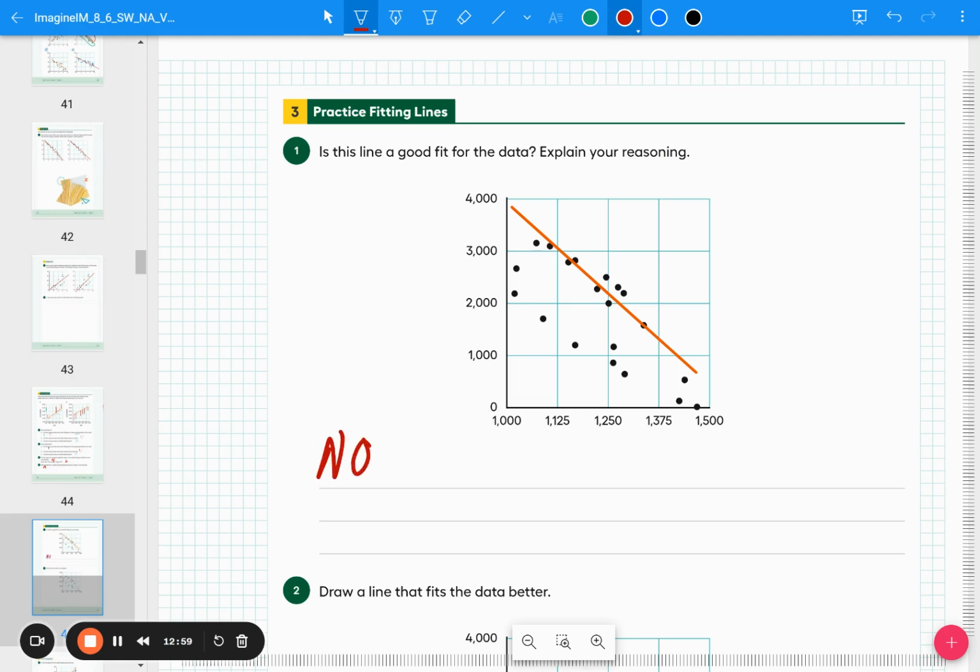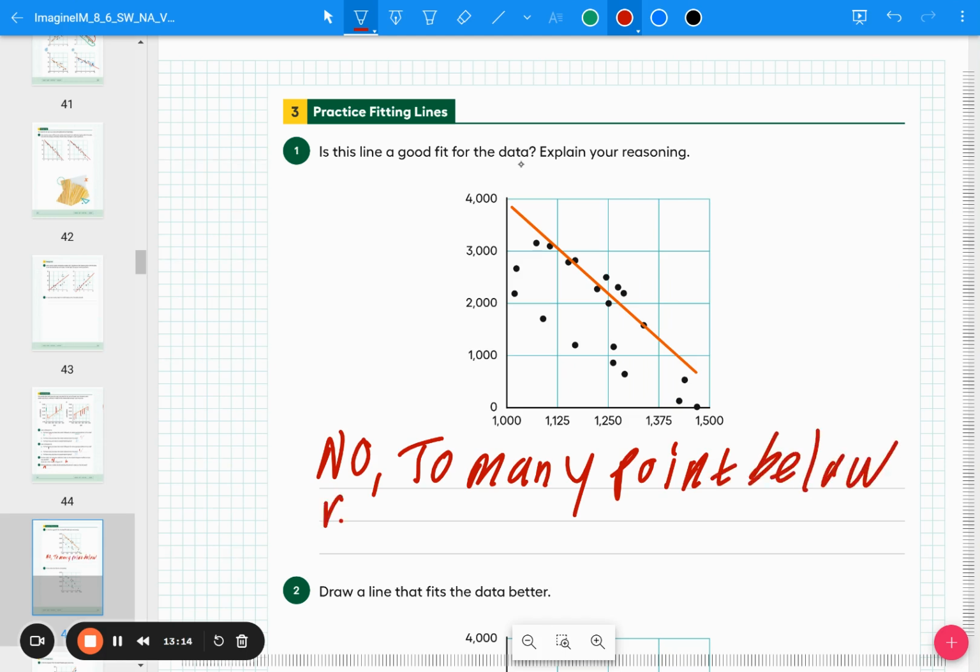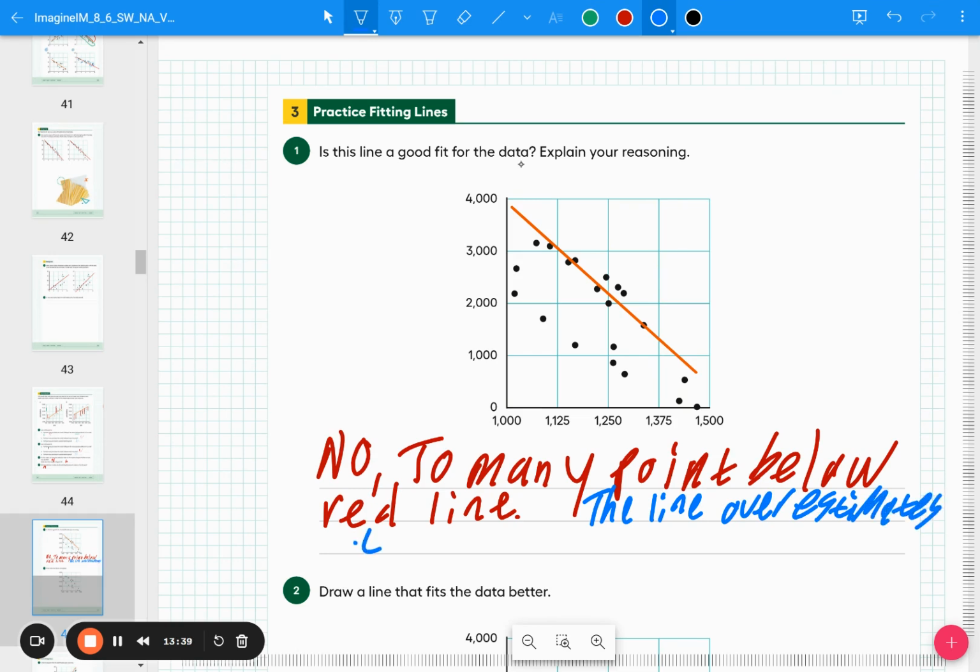Why is that one a no? Too many points are down below it, right? You could say that. You could also say it's an overestimated prediction. The line overestimates. Too many points.